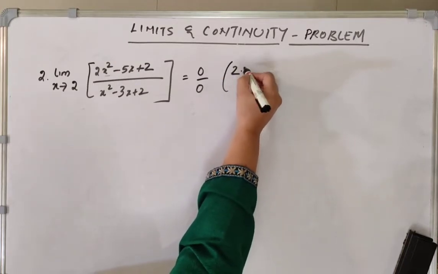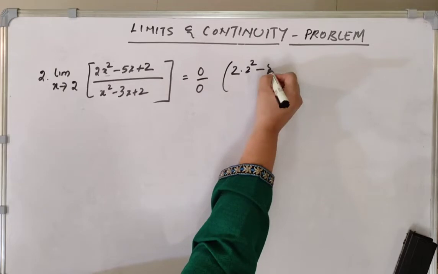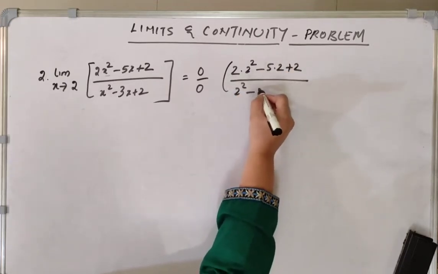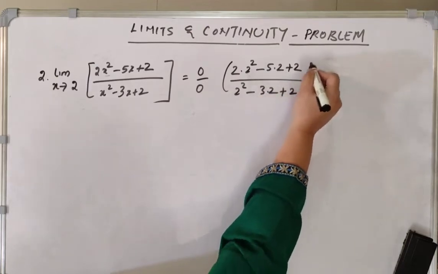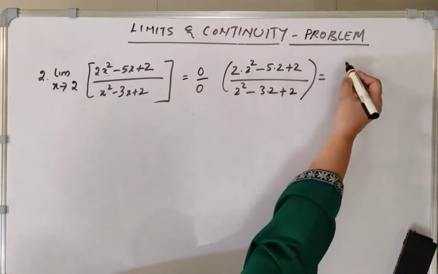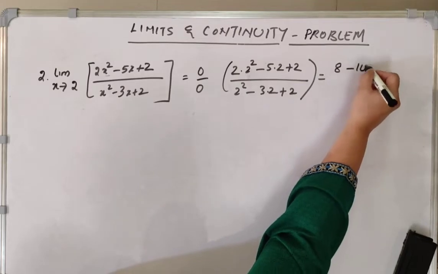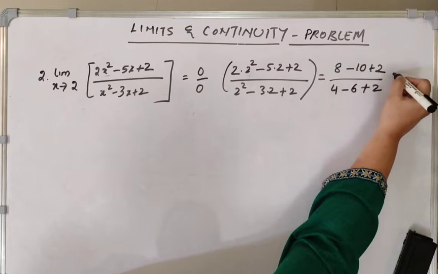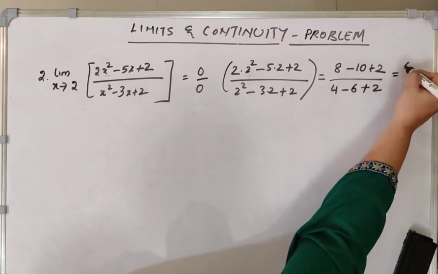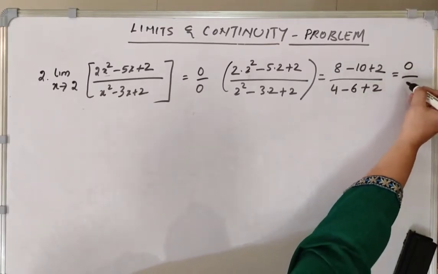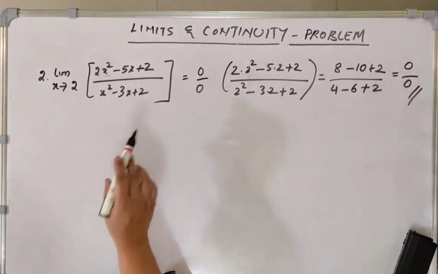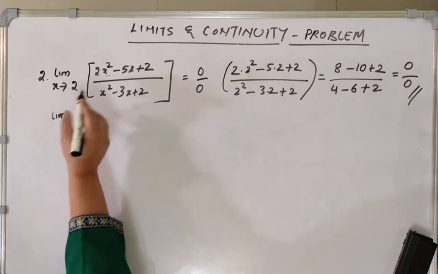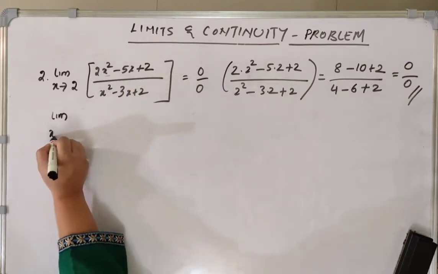2 into 2 square minus 5 into 2 plus 2 by 2 square minus 3 into 2 plus 2, which is 8 minus 10 plus 2 by 4 minus 6 plus 2, which is 10 minus 10, 0, and 6 minus 6, 0. So this is indeterminate. So we will have to simplify this by getting the factors for this equation.